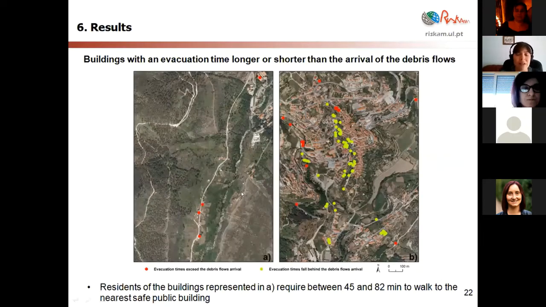In this slide, we represented the buildings with an evacuation time longer or shorter than the arrival of the debris flows. So in the left figure, we have the evacuation times that exceed the debris flow arrival, and the residents of these 3 buildings require between 45 and 82 minutes to walk to the nearest safe public building. And in the figure on the right, we have the evacuation times that fall behind the debris flow arrival in green or yellow.